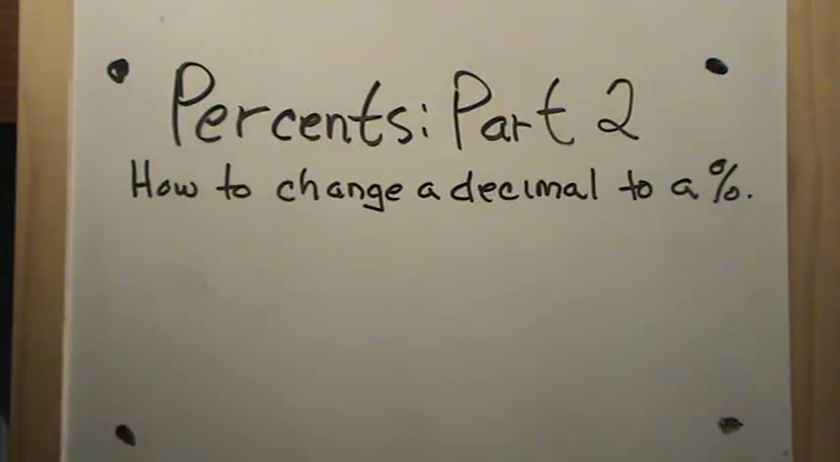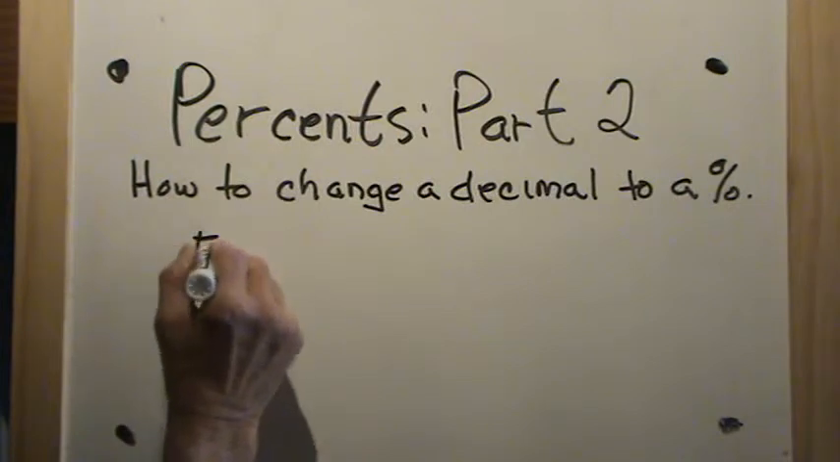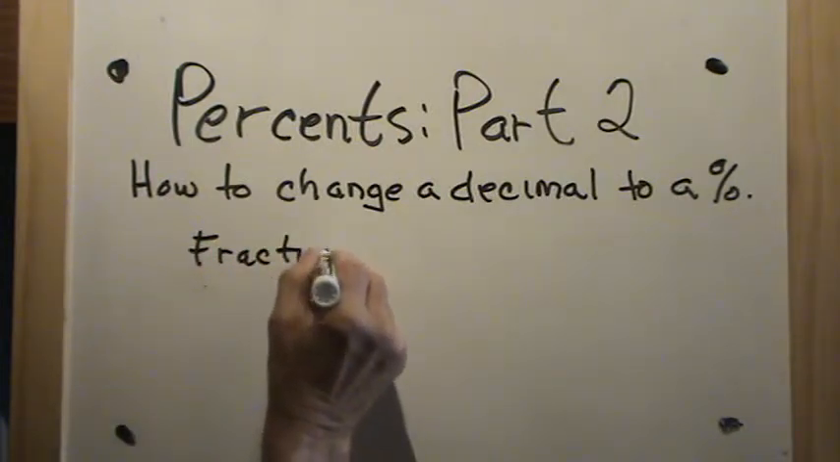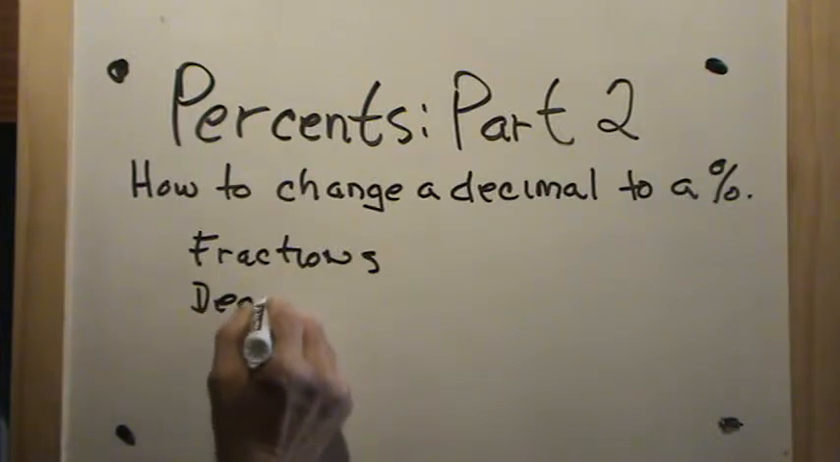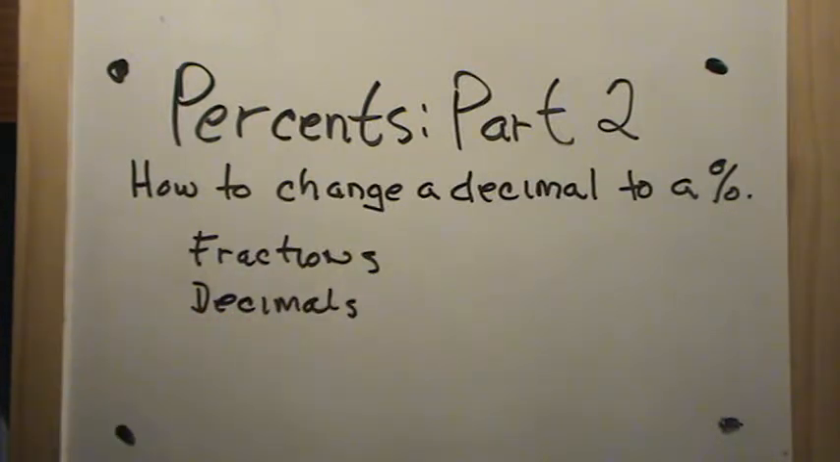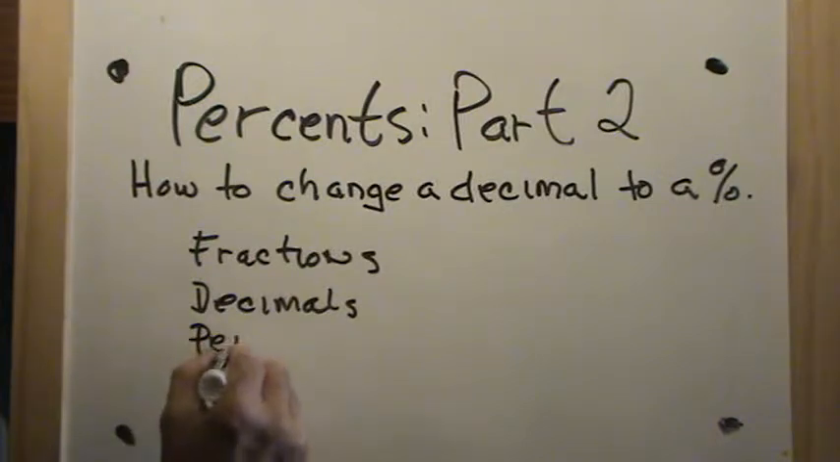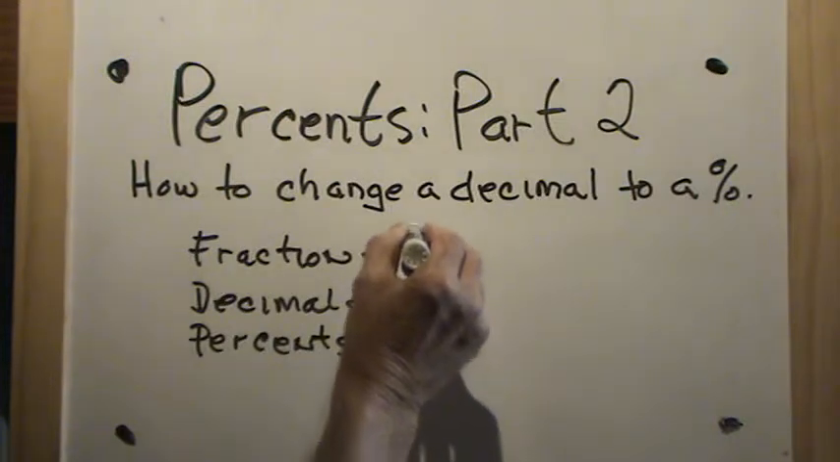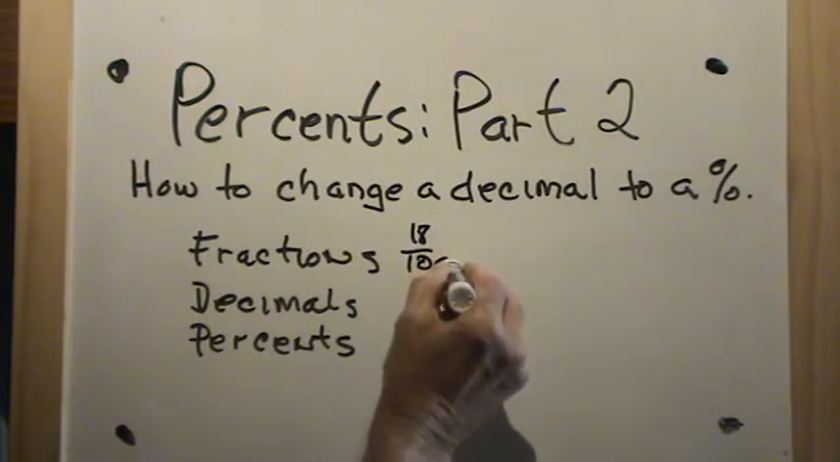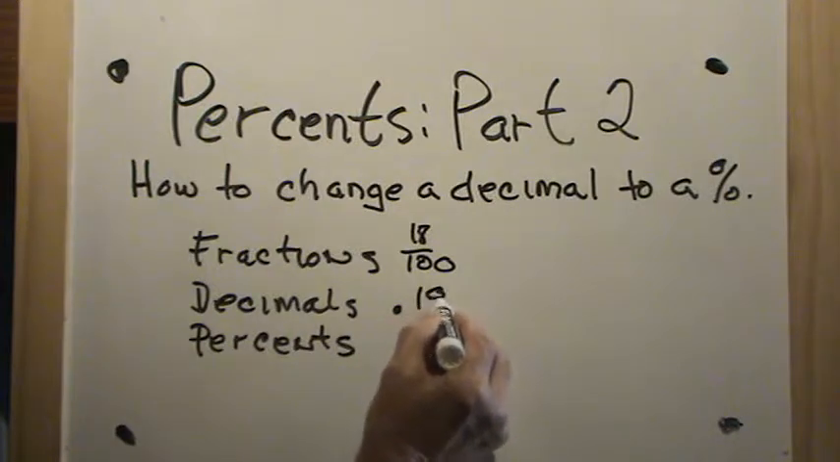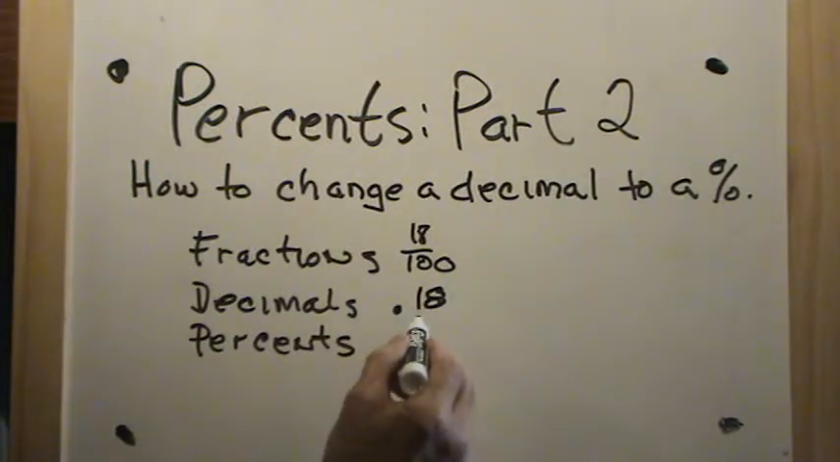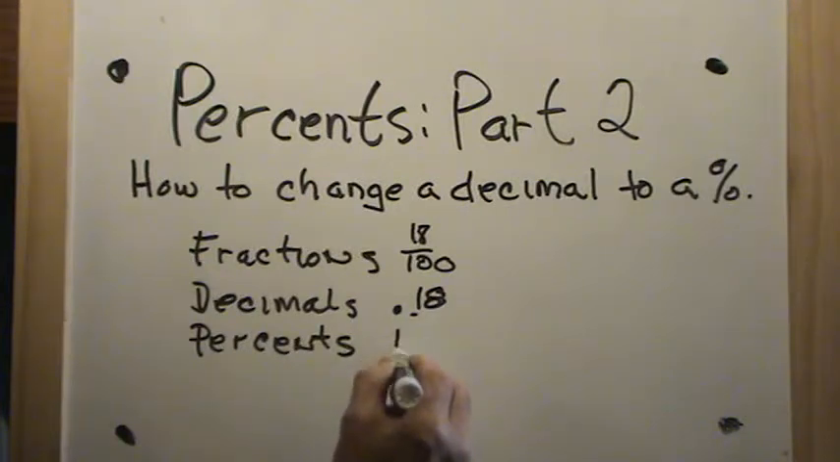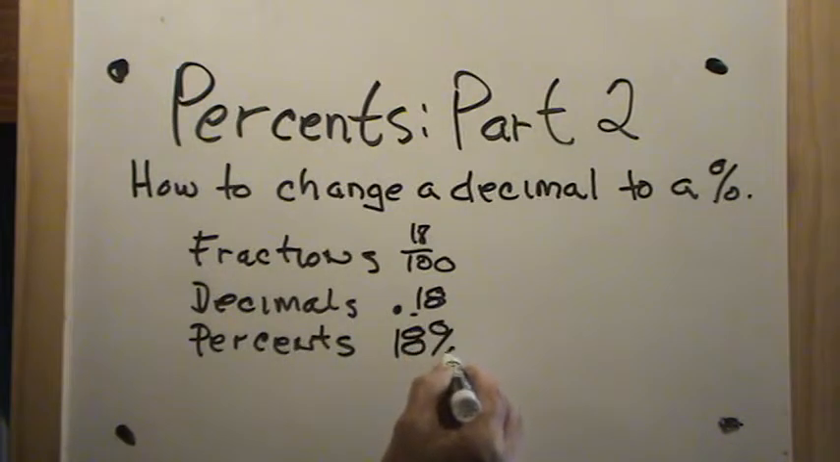Okay, so in the first lesson we talked about the relationship between fractions, decimals, or decimal fractions, and percents. And we said we have the fraction 18/100ths in decimal form. That would be .18 because it's the tenths, hundredths place. And in percents, 18%, because the percent sign means denominator 100.